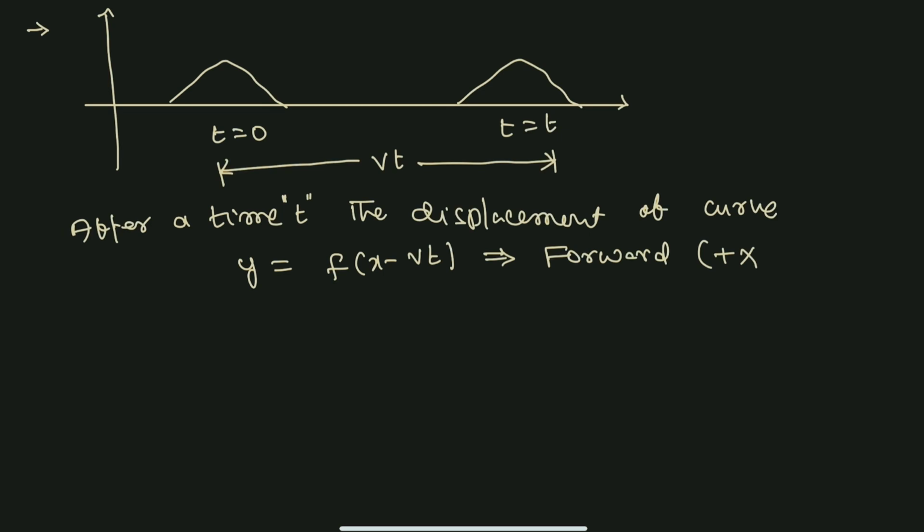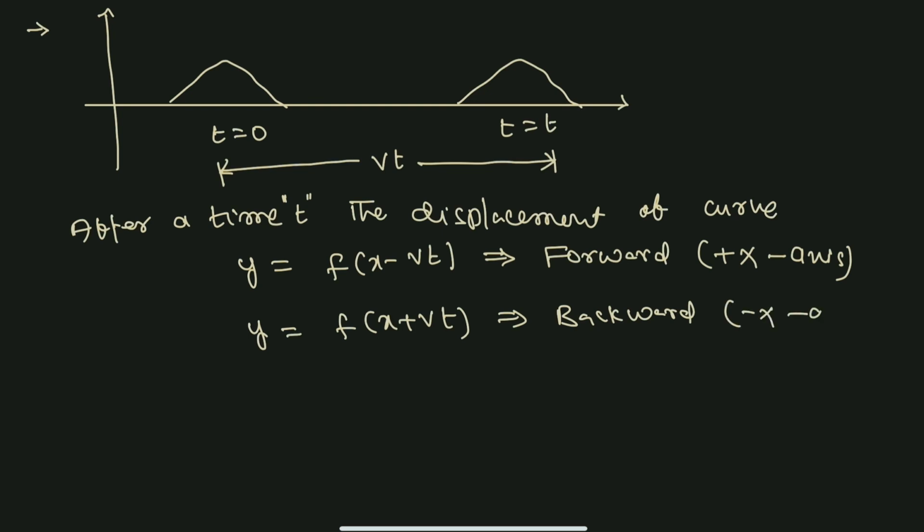Forward direction means the positive x-axis. If the pulse is traveling in the backward direction, y equals f of (x plus vt). So when the curve is traveling in the backward direction, backward means the negative x-axis.